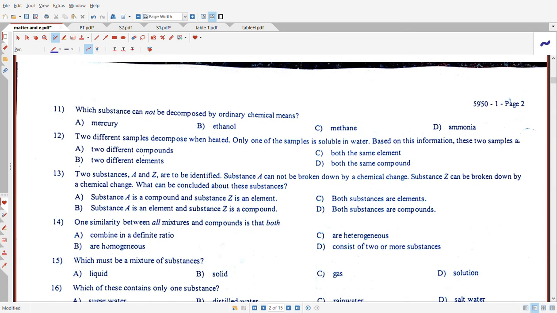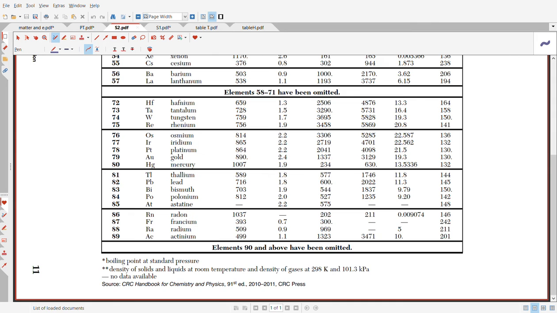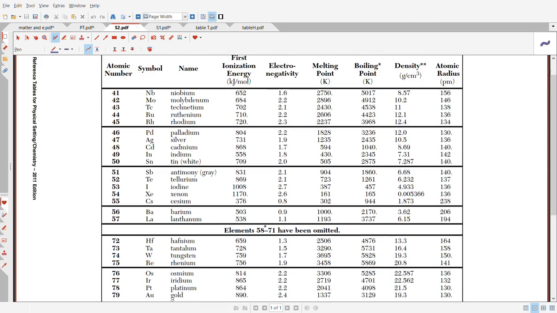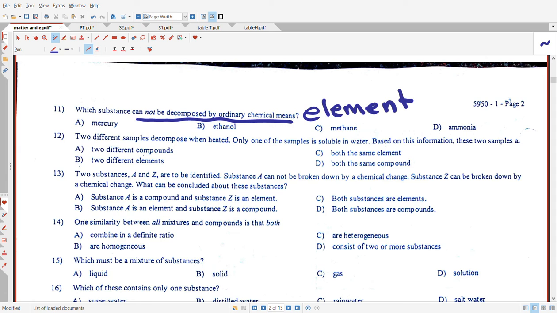Okay? Which cannot be decomposed? We want an element. And again, they're given words. So I'm going to have to look up mercury, ethanol, methane, and ammonia. We already know ammonia is not it. But if we go to Table S, which lists all the words, mercury is right here. You'd have to go through all of them if you're not familiar yet with the element names, but there you go. You will not find any of these names on Table S.